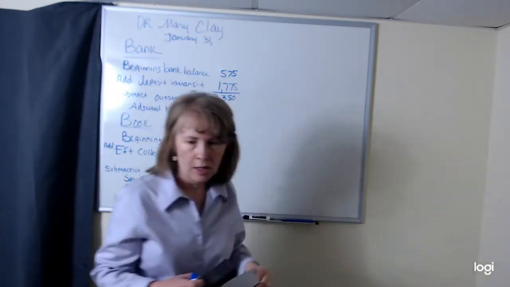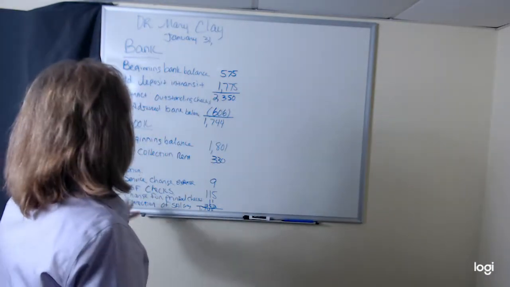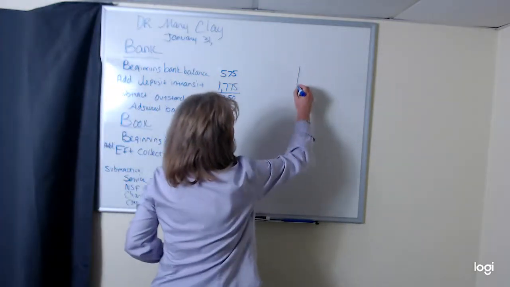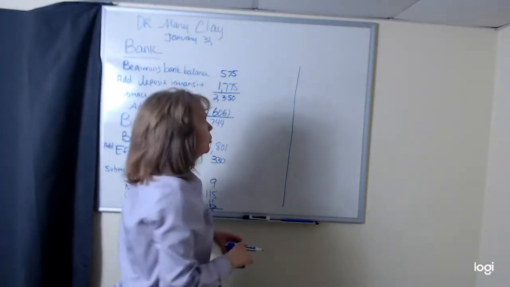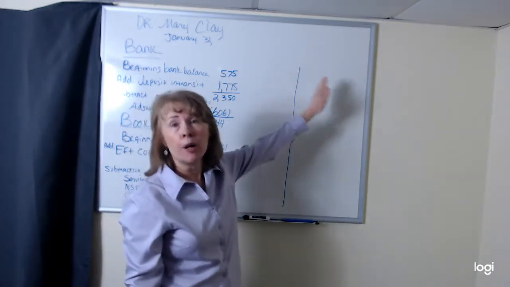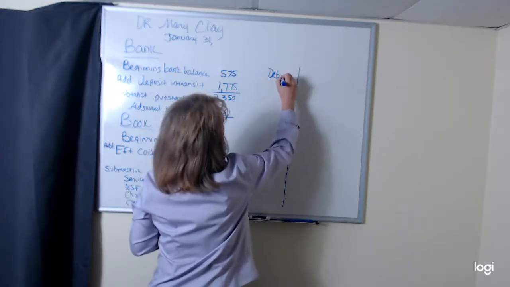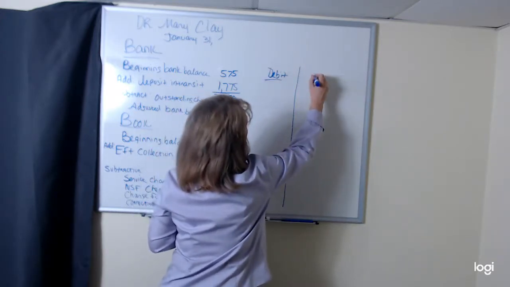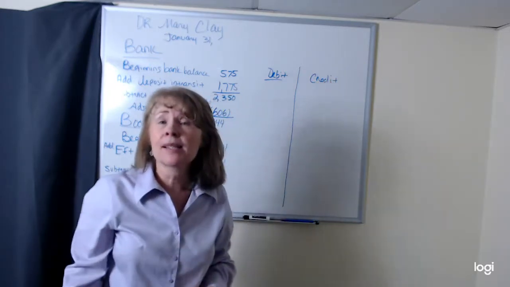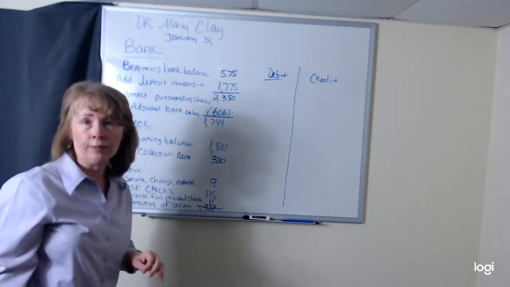Okay. I'm going to put this down, and now we're going to do journal entries. When you do a journal entry, especially when you're first learning, draw a line down the middle. That will clearly separate your debit from your credit. You have debit on the left. You have credit on the right. Remember, your debits are listed first. So we're going to go in order of the reconciliation.